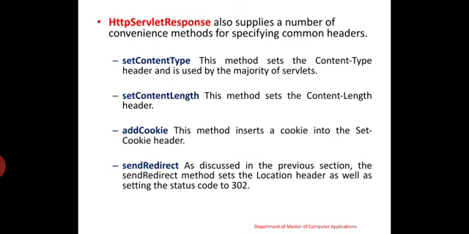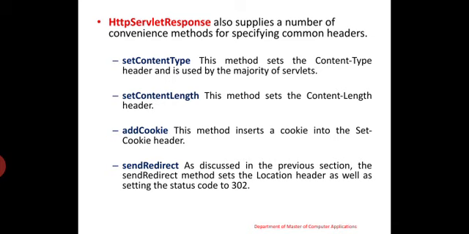When you set the content type header, you specify what type of content you are sending, whether it's text or HTML, or a MIME type like a JPEG file, a PNG file, or a video file. And setContentLength sets the content length header, which is useful for browsers that support persistent HTTP connections.